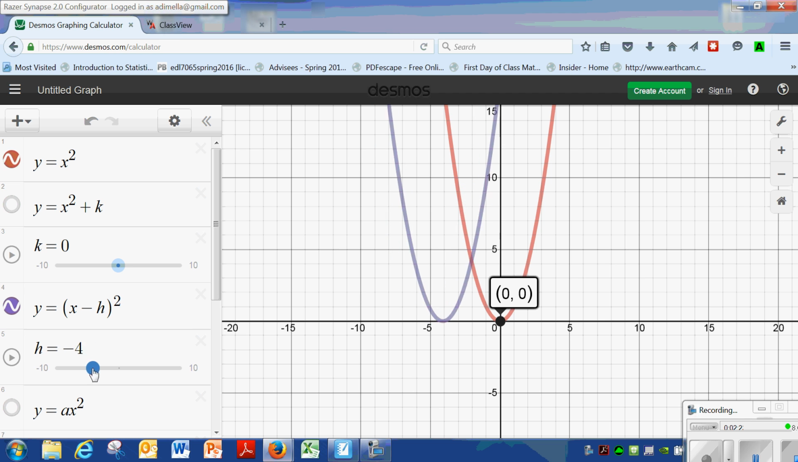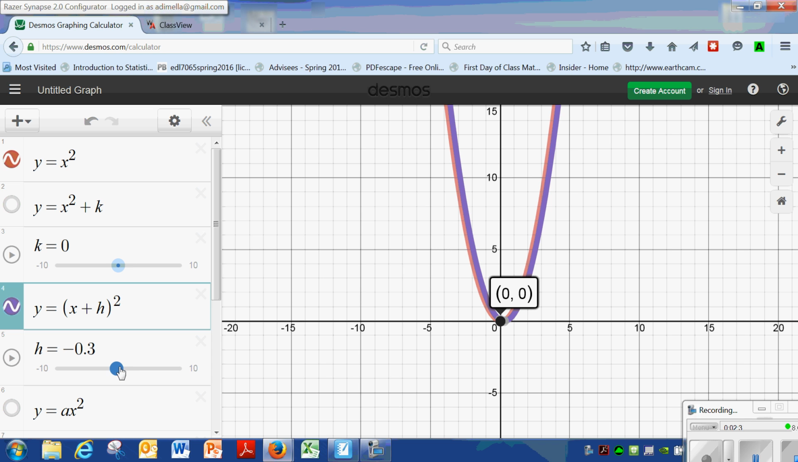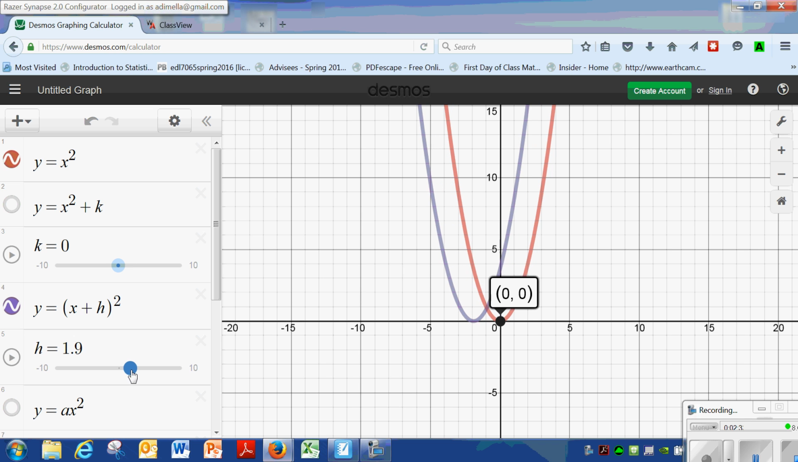So if I change that to a positive, now when I make it positive, it goes left. And when I make it negative, it goes right. So on the inside, when you change your h value, it's actually going to go the opposite way that you would think that it would go. And those are going to be your horizontal translations.